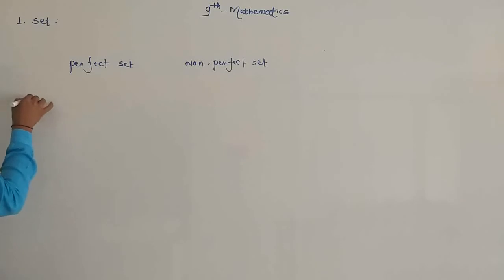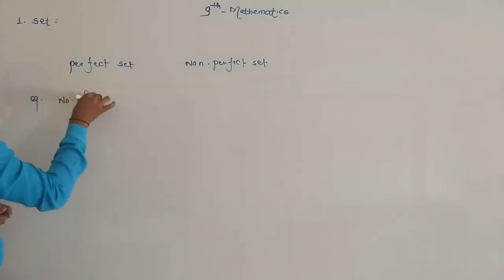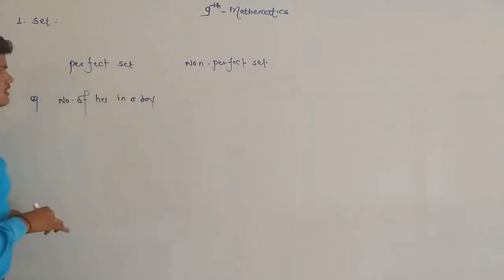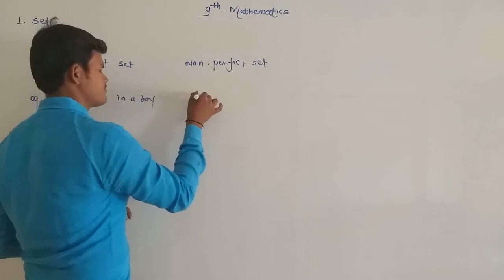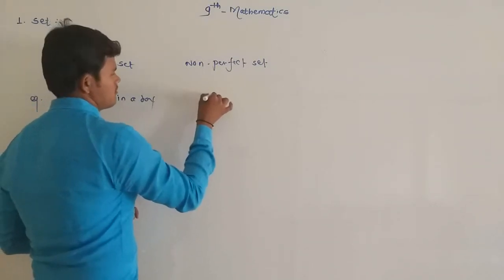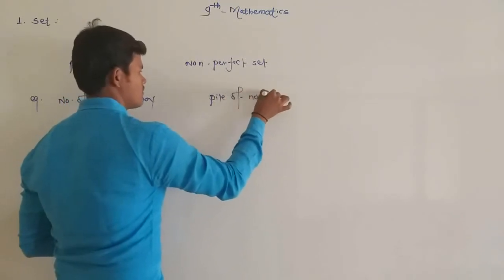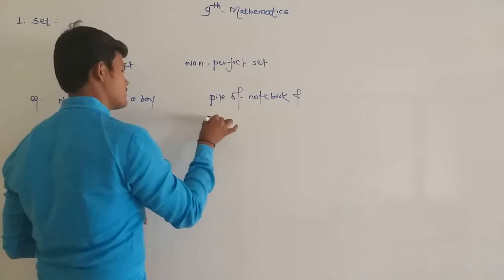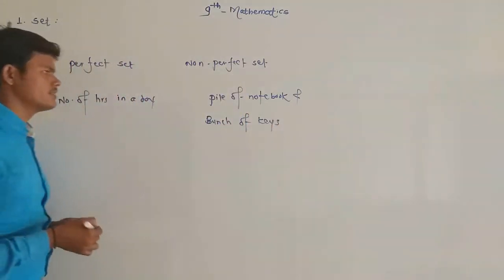In perfect sets, the example is the number of hours in a day. And let's take one example for non-perfect sets: a pile of notebooks, or a bunch of keys are examples of non-perfect sets.